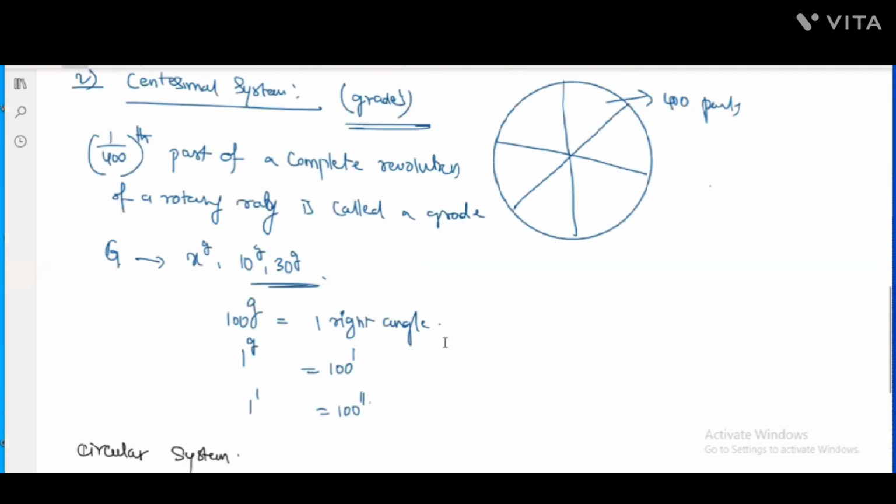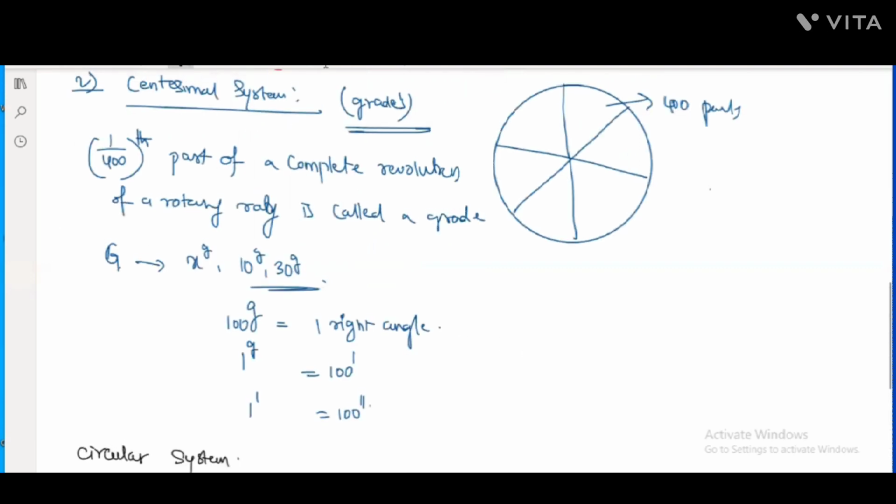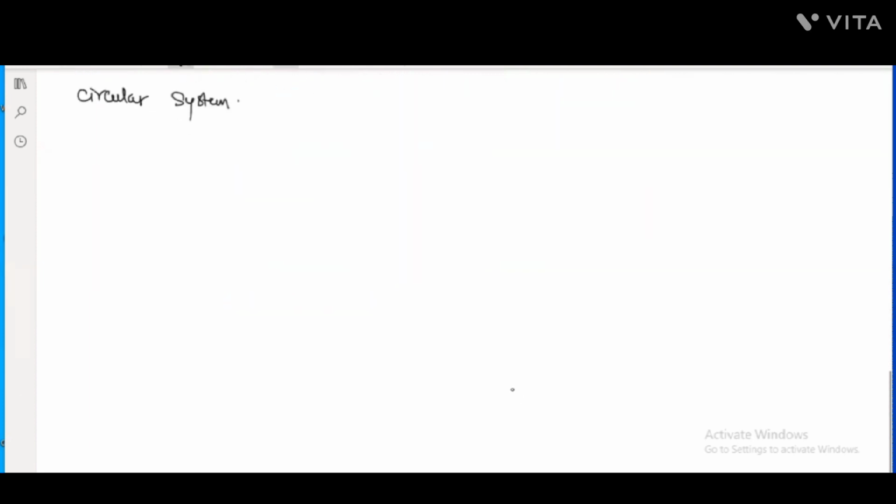Next, third system: the circular system, or we can call it the Indian system. This centesimal system is also called the French system. The circular system is called the Indian system or radian system.